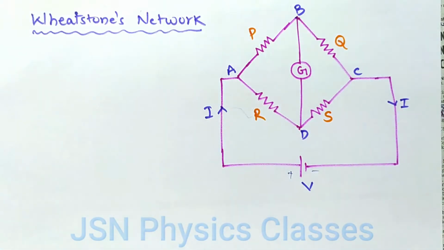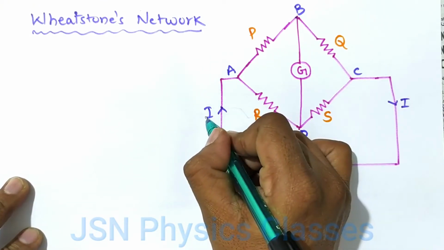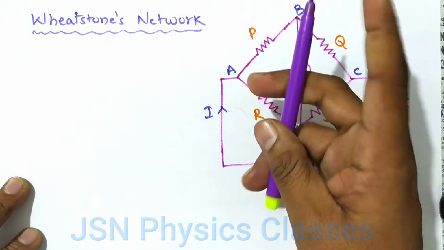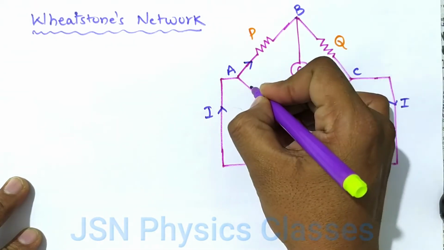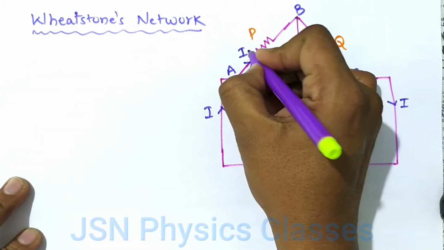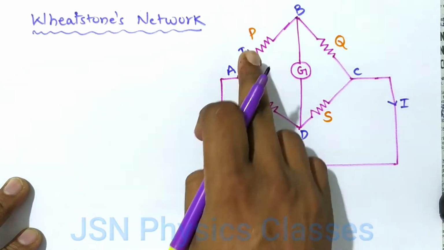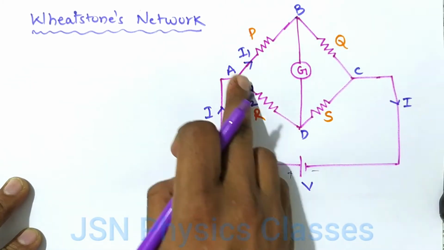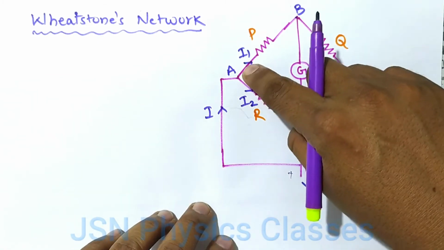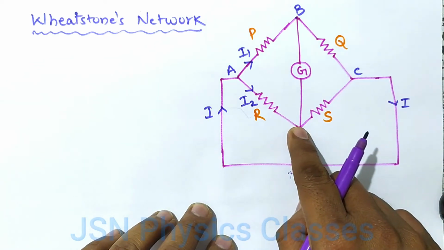Okay, so here at junction A the current I is dividing into two parts. Let us consider I1 current, and here this is I2 current. This I current is splitting into two parts, I1 and I2. So what happens here, this I1 current is passing through like this and I2 current is passing through like this.